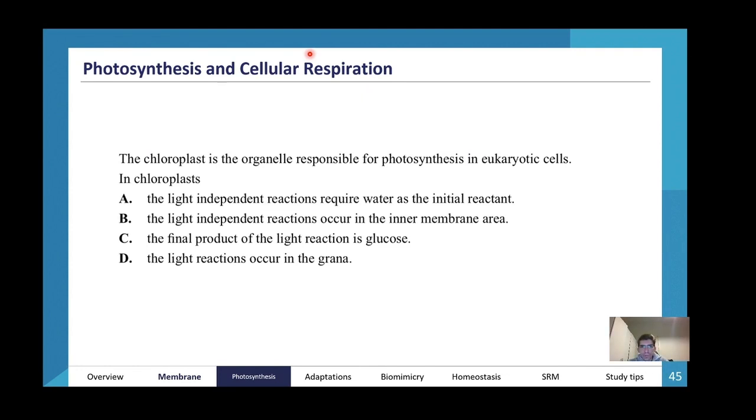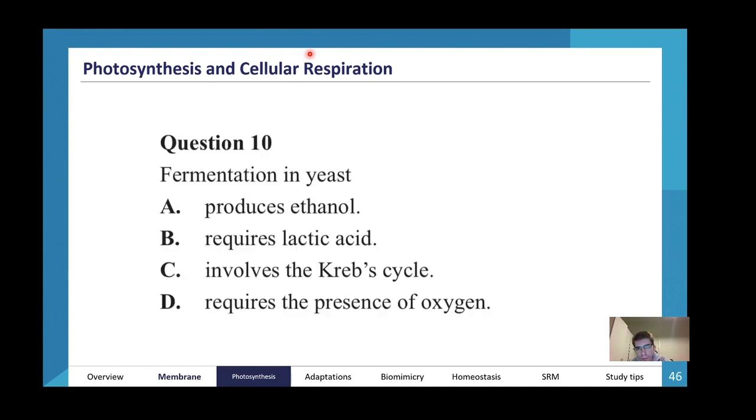So let's go through some Vega style questions to see if you guys understood what I've said so far. The chloroplast is the organelle responsible for photosynthesis in eukaryotic cells. In chloroplasts, A. the light-independent reactions require water as the initial reactant. B. The light-independent reactions occur in the inner membrane area. C. The final product of the reaction is glucose. D. The light reactions occur in the grana. The answer is D. The light reactions occur in the grana.